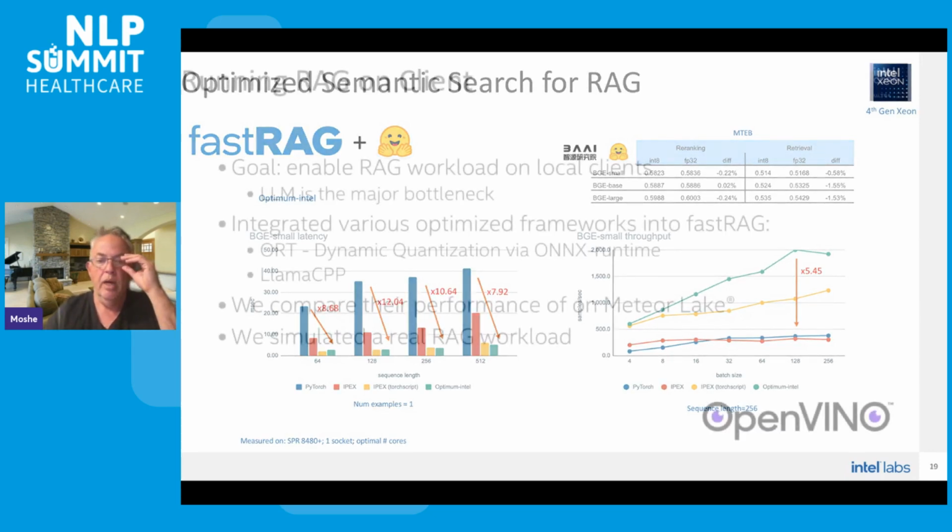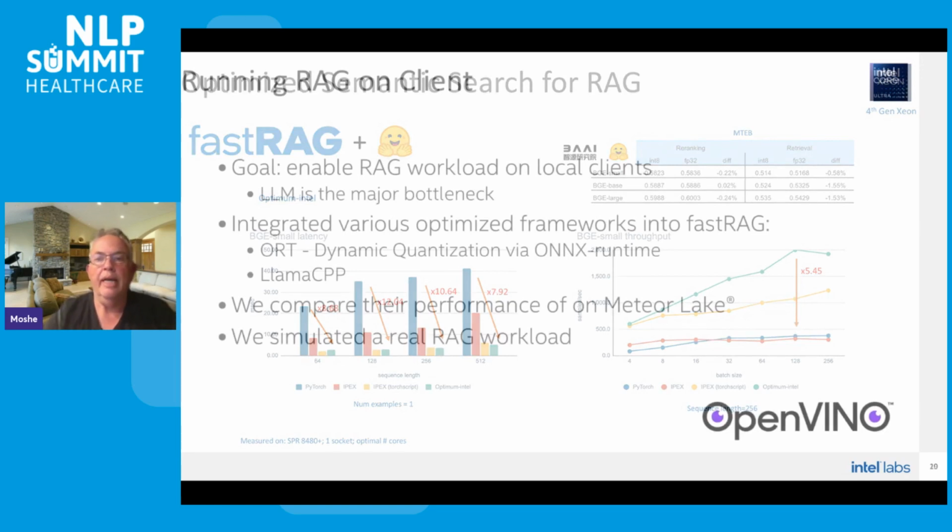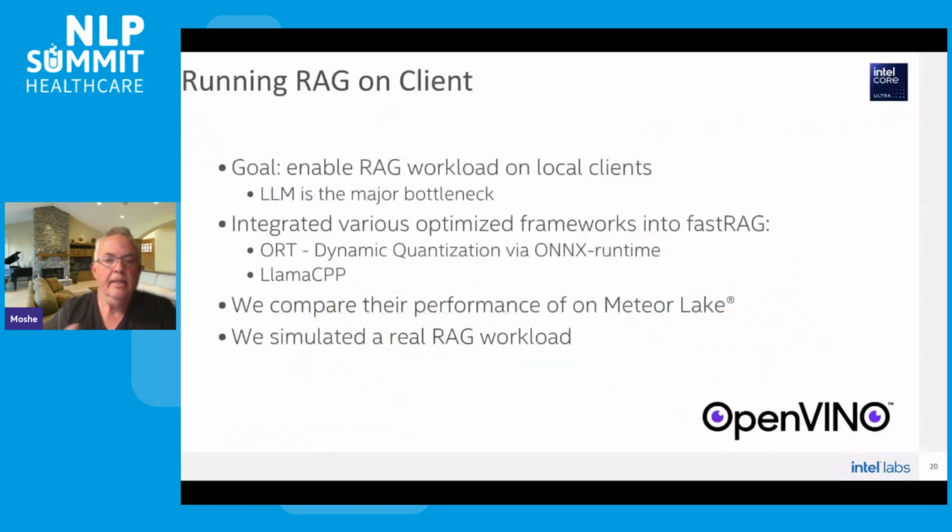And I want to conclude with running RAG on client. What we did is enable RAG on our local client, and we integrated optimization frameworks like ONNX, Llama CPP, and our own OpenVINO. We compared the performance on our Meteor Lake CPU, and we simulated real RAG workloads. What I want to share with you now is three demos, just to give the experience of how you can run RAG workloads on the client side.